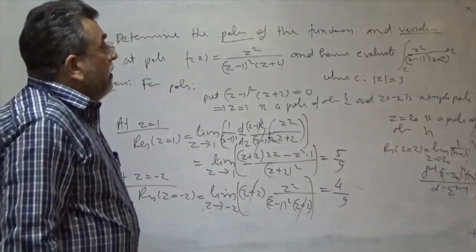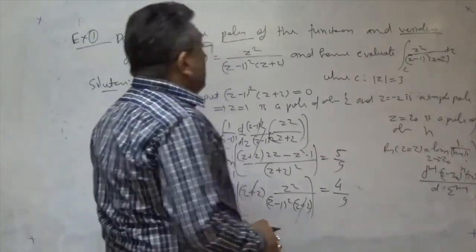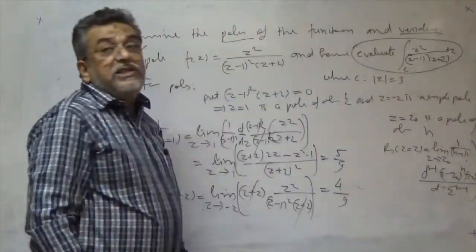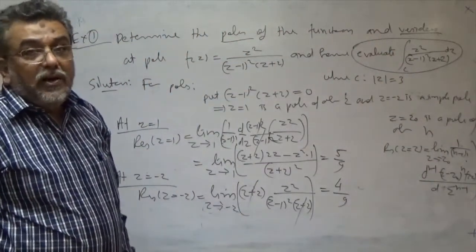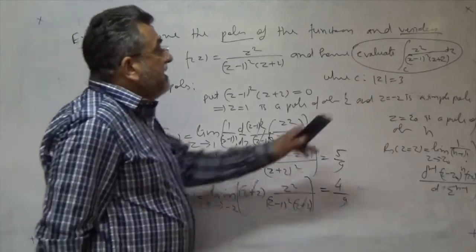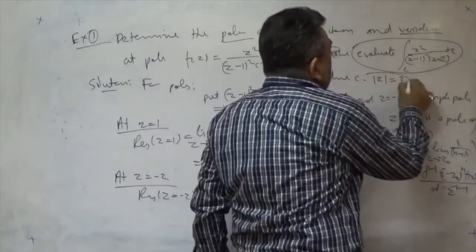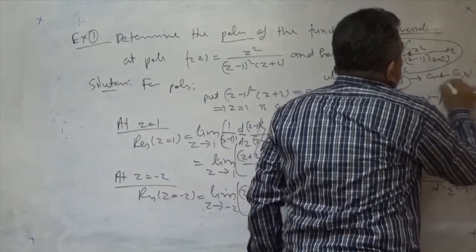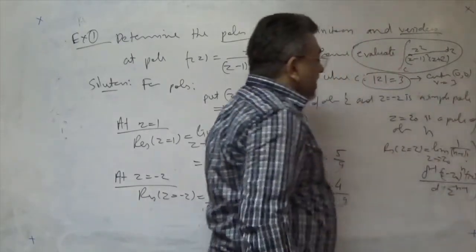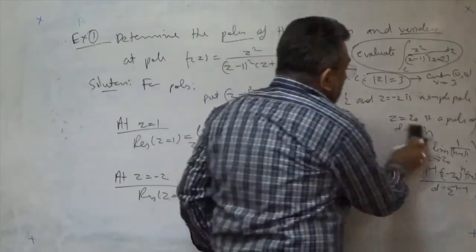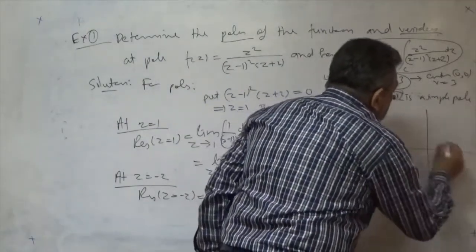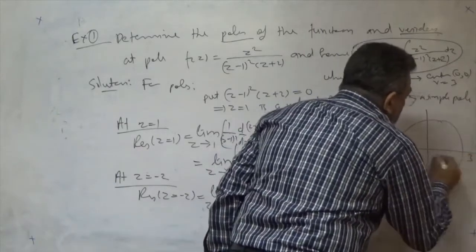Now, by this theorem, that is the third part of the question: evaluate this integral by using Cauchy's residue theorem. Here C is the circle. You know that this is a circle with center 0, the origin, and radius 3. If we draw this circle, center origin, radius 3.